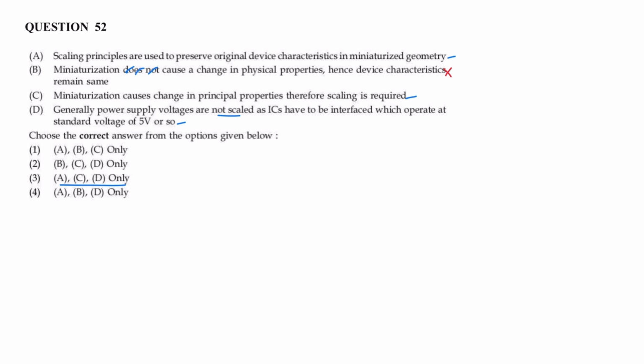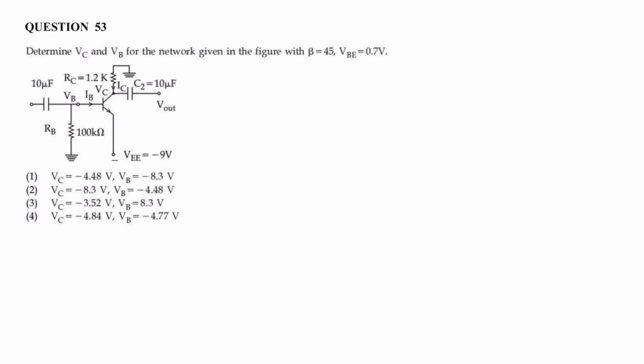Next question: Determine VC, VB for the network given in the figure with beta is 45, current gain of the transistor is 45, and base emitter voltage is 0.7 volts. In the circuit given, the collector resistance is 1.2 kilo ohms and base resistance is 100 kilo ohms. This is the base voltage. Emitter terminal voltage applied is minus VEE and VCC voltage is 0, collector terminal C.